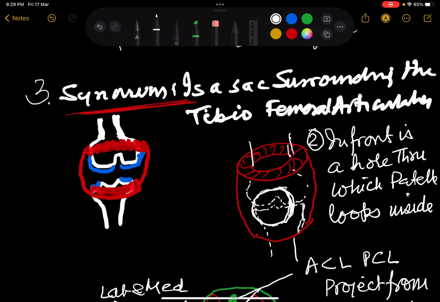Now, the synovium is a sac which is folded on itself till the articular margins of the lower end of femur and upper end of tibia. So, in front is a hole through which the patella looks inside.